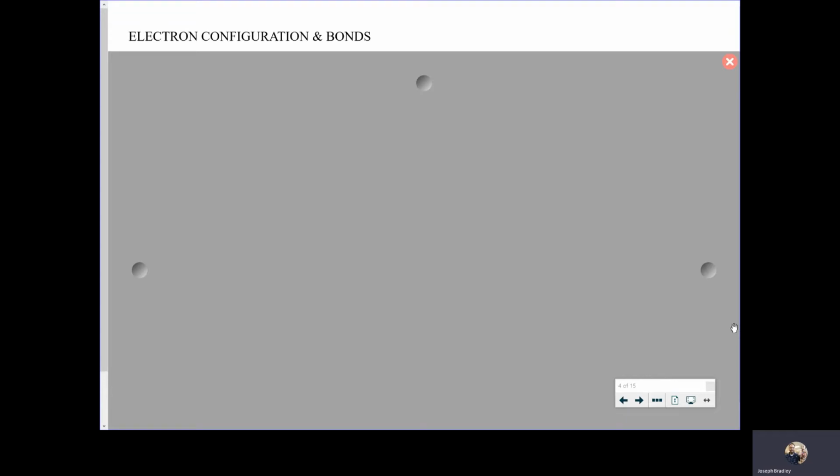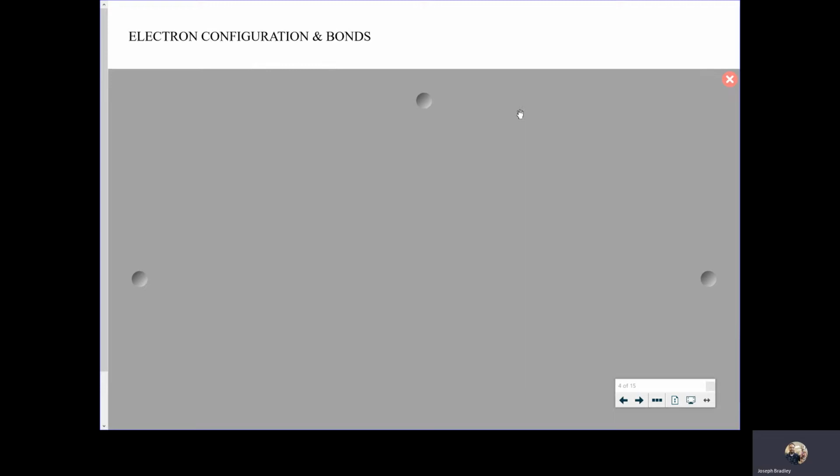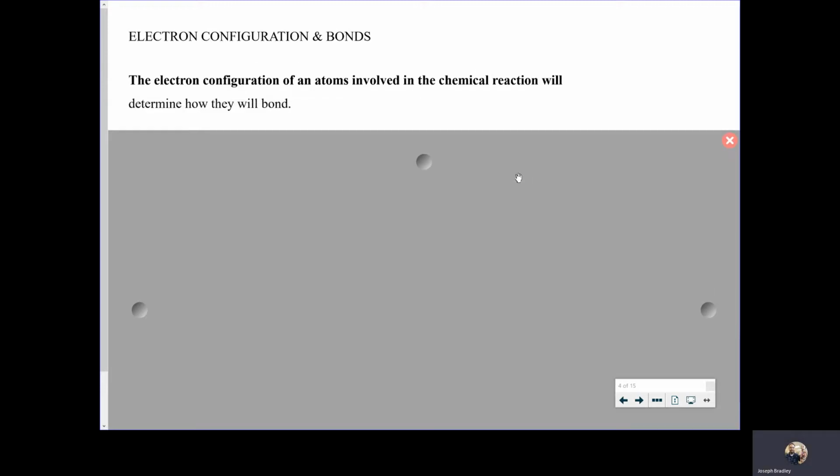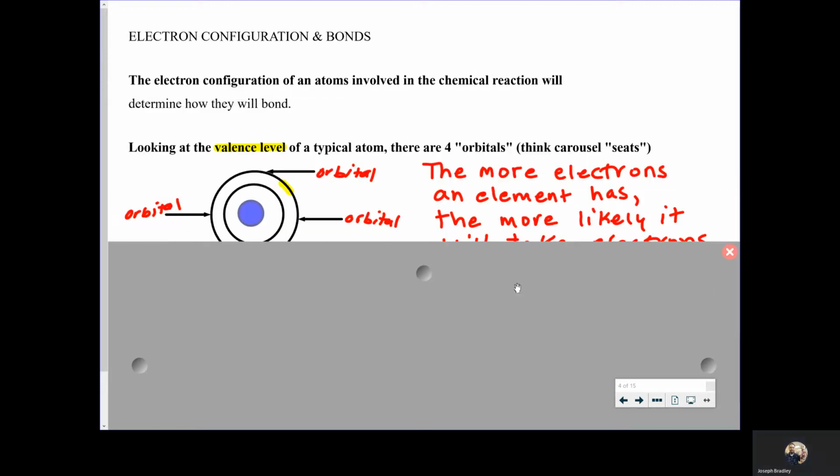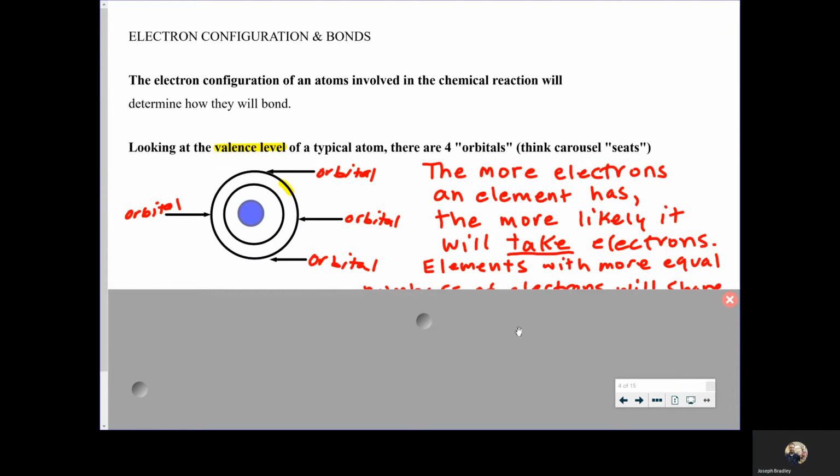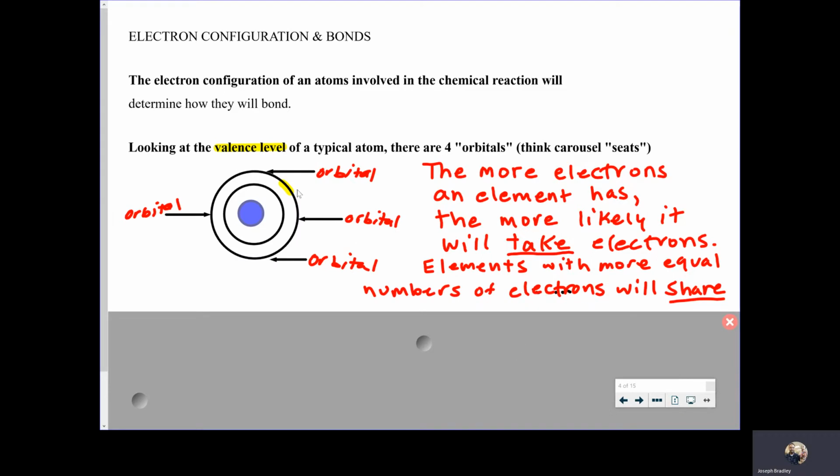So the first thing I'm going to review with you has to do with how electrons fill the energy levels. So this outer energy level is known as the valence level. And within the valence levels are going to be things we call orbitals. And each of the orbitals can hold up to 2 electrons.